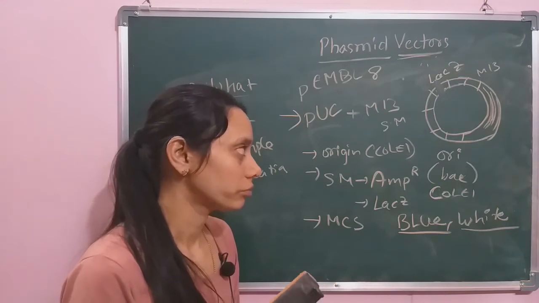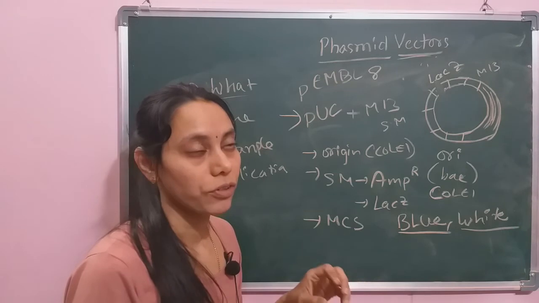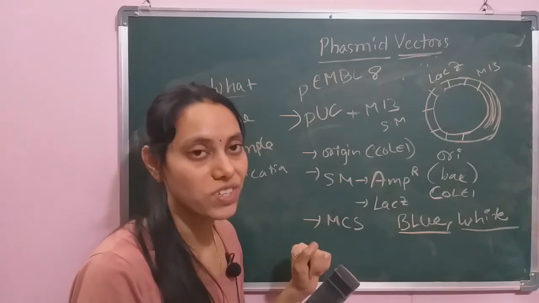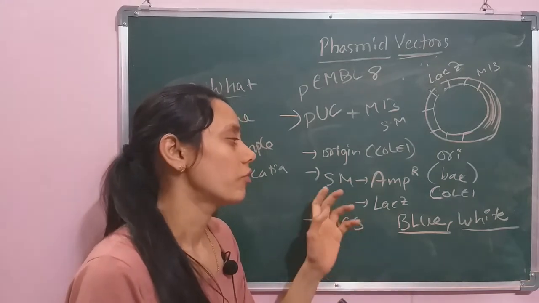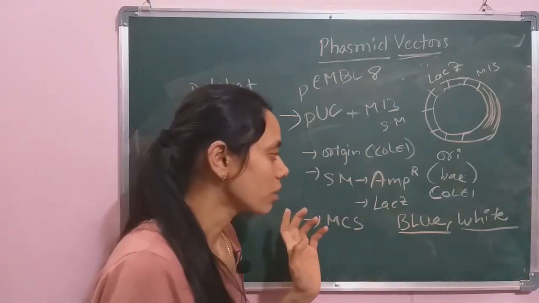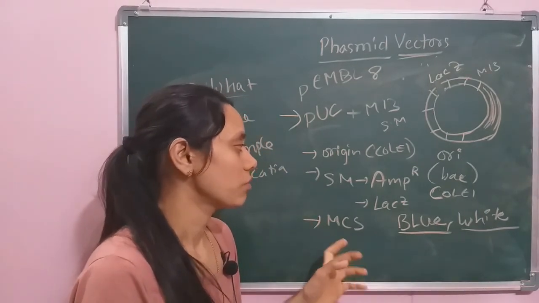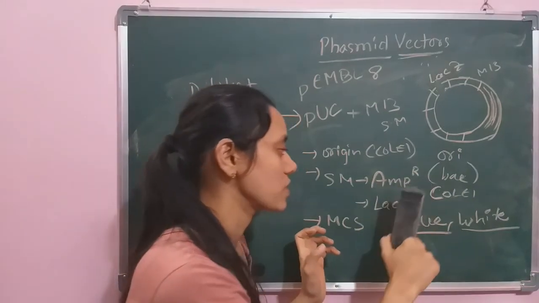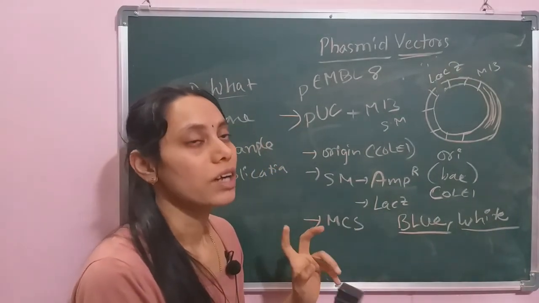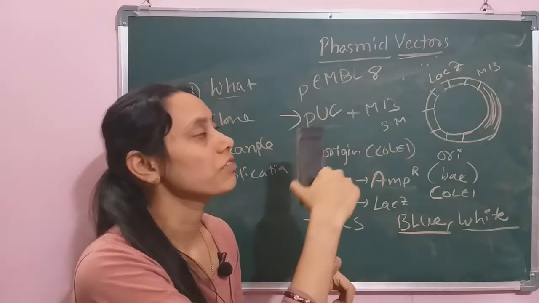And also these helper viruses are inefficient for packaging, and instead of packaging their own DNA, these helper viruses generally package only the recombinant vectors. So by using this ampicillin resistance gene and the lacZ gene, we are going to select the transformed bacteria which are infected with the bacteriophage containing phasmid vectors.